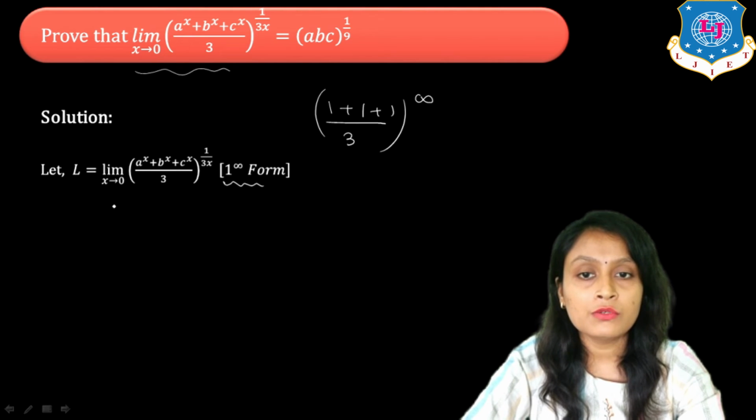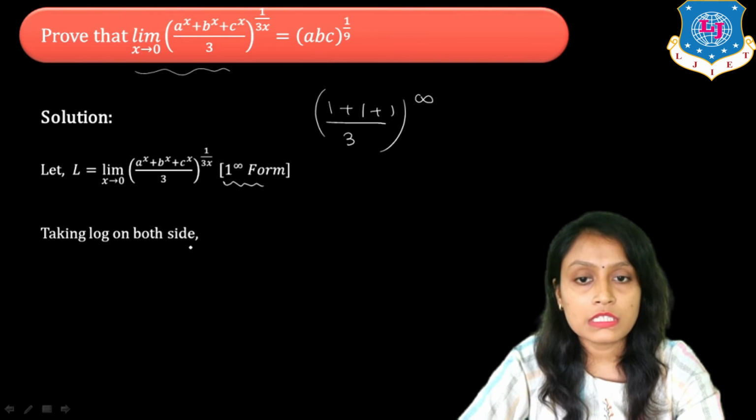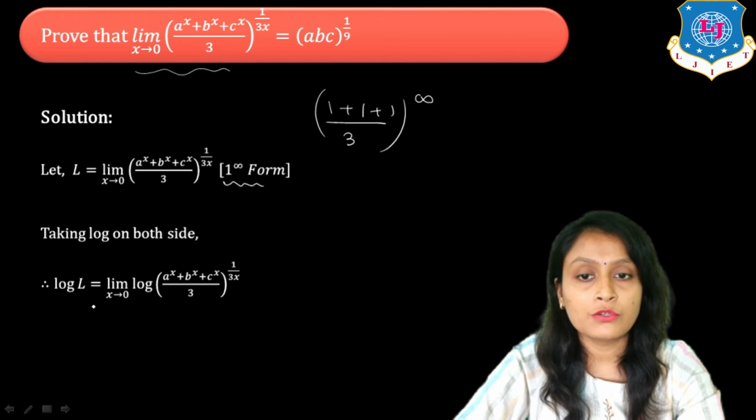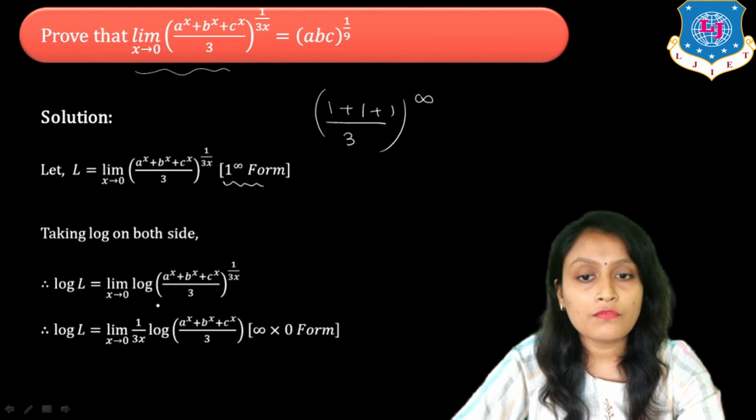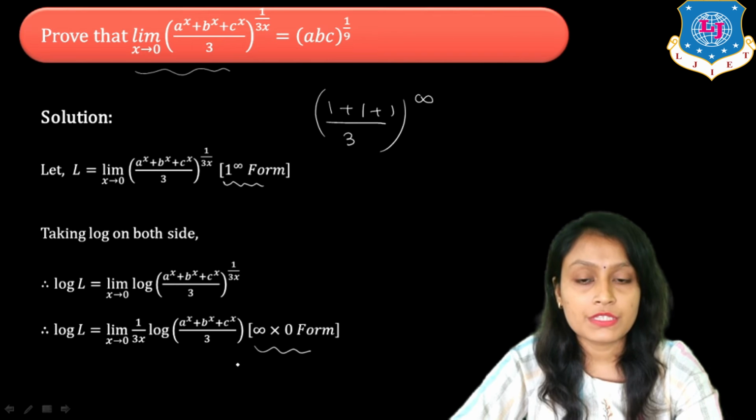So we will take log on both sides. You will get log L equal to limit x tends to 0 of log of this term. Now we will apply the log formula, so bring this 1 upon 3x here. So you will get log L equal to limit x tends to 0 of 1 upon 3x into log of (a raised to x plus b raised to x plus c raised to x upon 3). Now this gives the form infinity into 0.